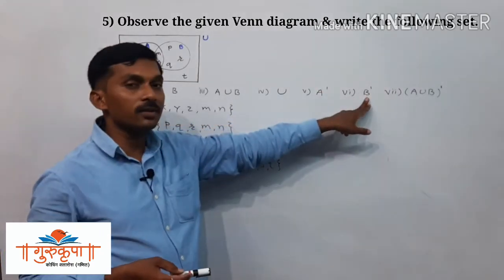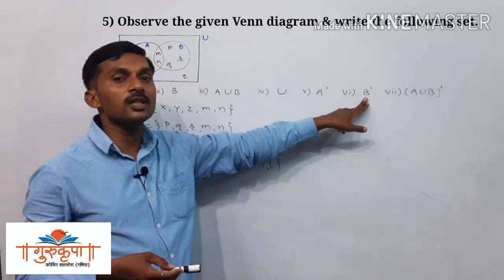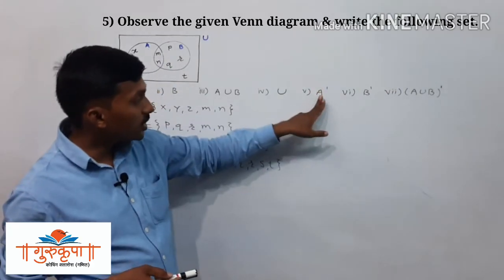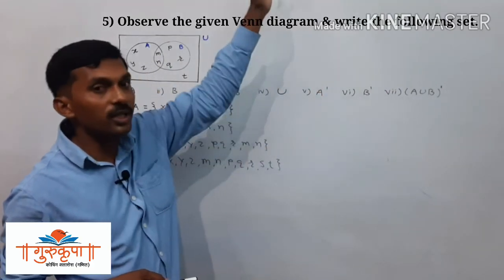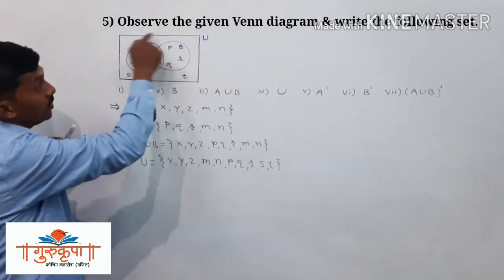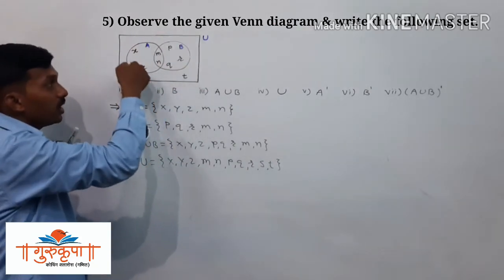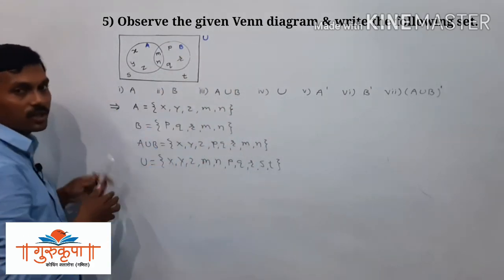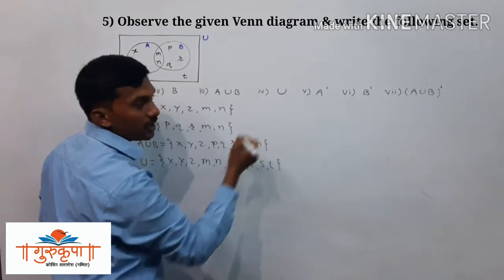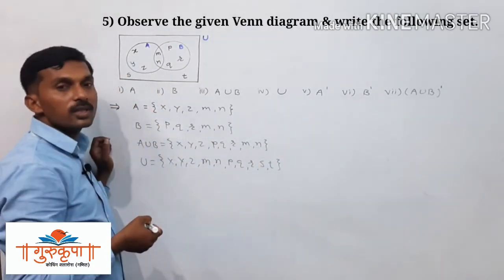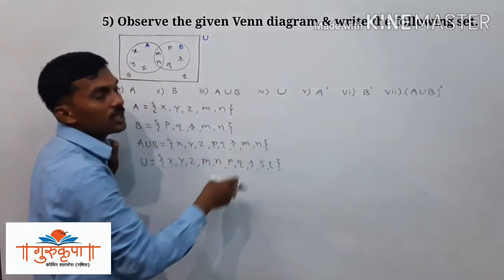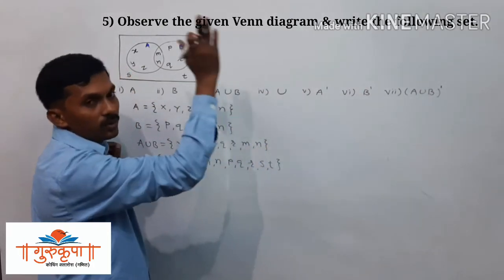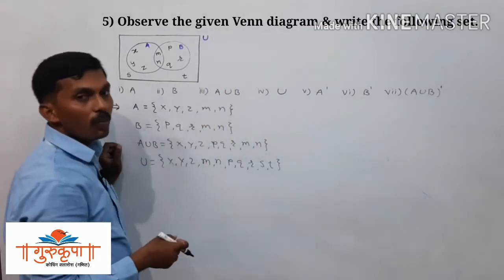A dash is nothing but U minus A. B dash is nothing but U minus B. Here U minus A, here U minus B. युनिव्हर्सल सेटमधून ए मध्ये असणारे एलिमेंट्स कमी करायचे आणि रिमेनिंग एलिमेंट्स लिहायचे. ए डॅश इज नथिंग बट दॅट इज यू मायनस ए. युनिव्हर्सल सेटमधून ज्याचा कॉम्प्लिमेंट आपल्याला लिहायचा आहे त्याचे सर्व एलिमेंट काढून टाकायचे.